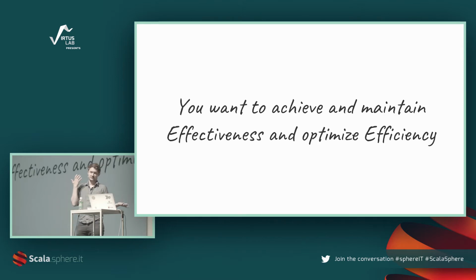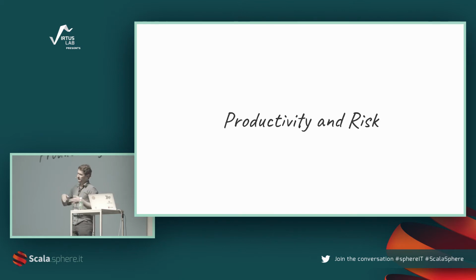So basically, you want to achieve effectiveness and maintain it. You don't want to lose it, and you want to optimize efficiency as much as possible. And in a way, when it comes to build tools, that's productivity and risk. How productive you are with the tool in developing software is how efficient the tool is. And obviously, it has to be effective at building things. But effective is not just black and white. There's a risk involved. If for some reason your tool stops working, you lose effectiveness, or maybe efficiency in terms of it getting slower or something.